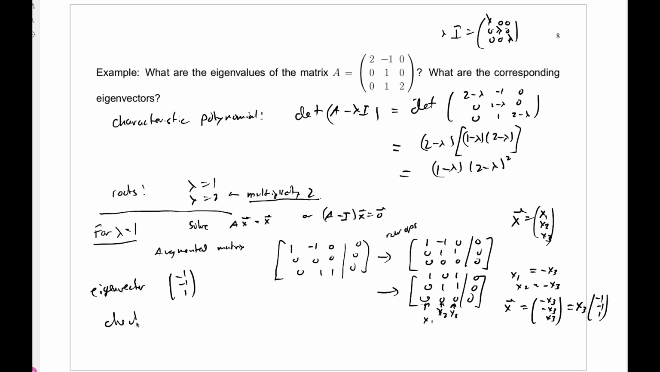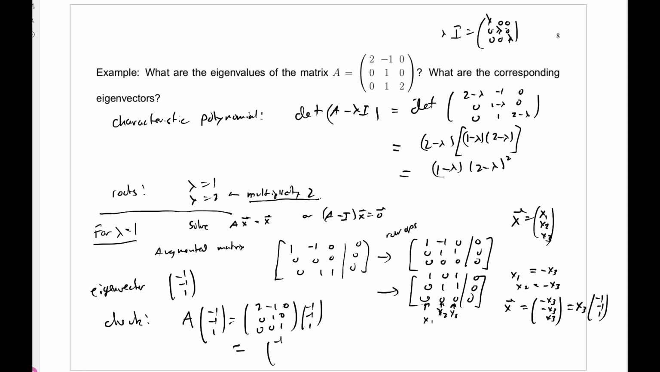And we should always check that this in fact works. And so how do we check that that's an eigenvector? What is the matrix A times the vector minus 1, minus 1, 1? That's the matrix with rows 2, minus 1, 0, then 0, 1, 0, then 0, 0, 1, times negative 1, negative 1, 1. This is just 2 times negative 1, which is negative 2, plus negative 1 times negative 1, which is 1, plus 0, so we get negative 1.